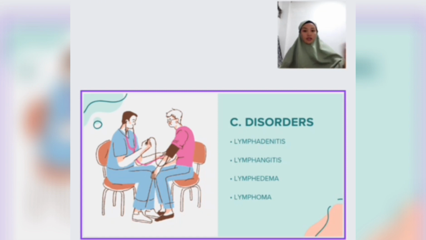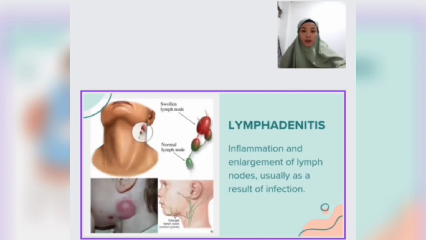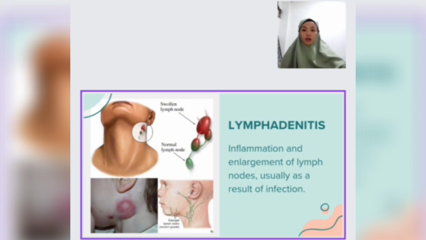And the next is lymphadenitis. Lymphadenitis is the medical term for enlargement in one or more lymph nodes, usually due to infection. What causes lymphadenitis? Lymphadenitis occurs when one or more lymph nodes are infected by a bacteria, virus, or a fungus.